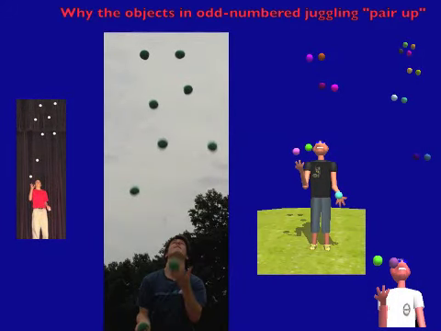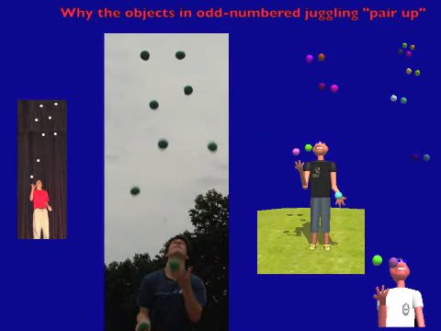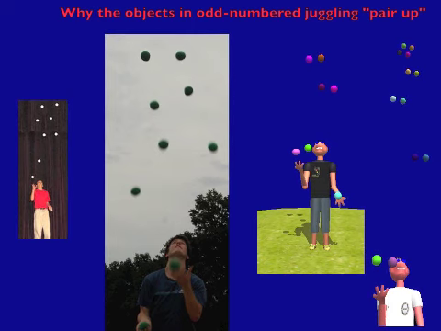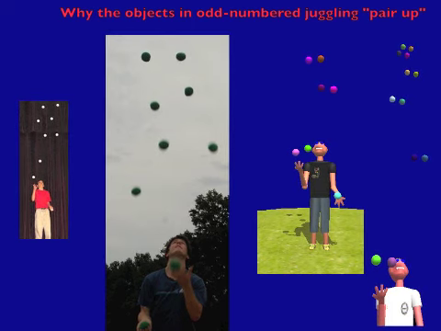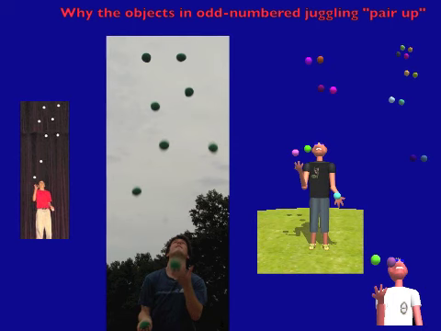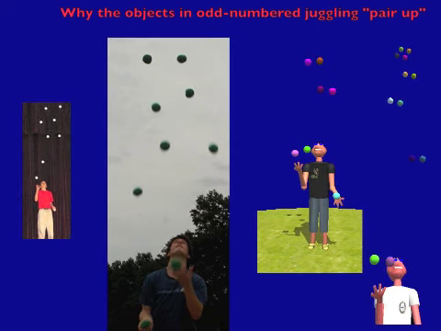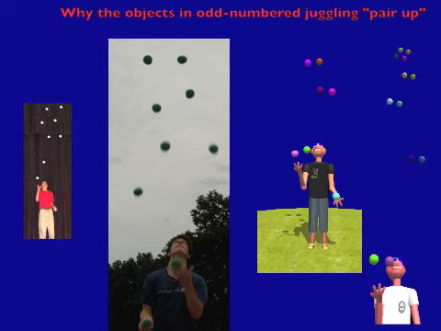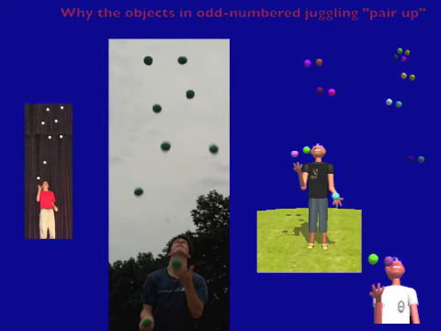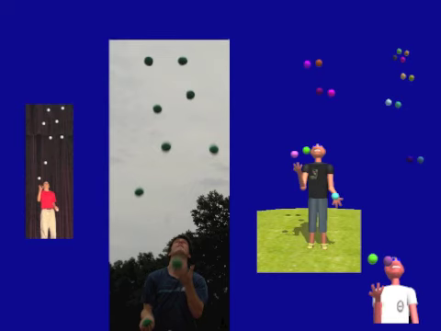What I am going to show you today is the mathematical reason that the objects in an odd-numbered cascade juggling pattern tend to pair up at certain instances in time, as you can see in these pictures. This effect generally goes unnoticed by the majority of jugglers and audiences, but it is very interesting to derive and has some relevance in the real juggling world.